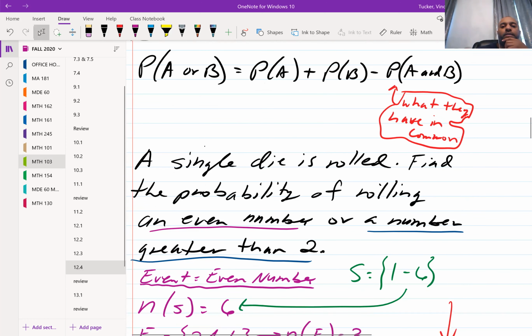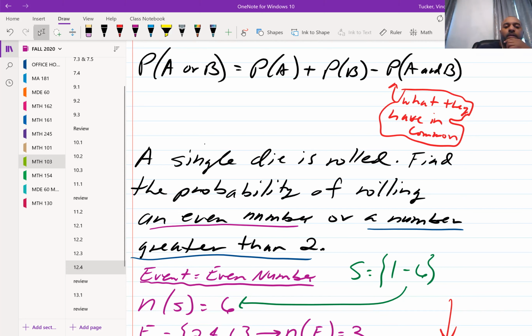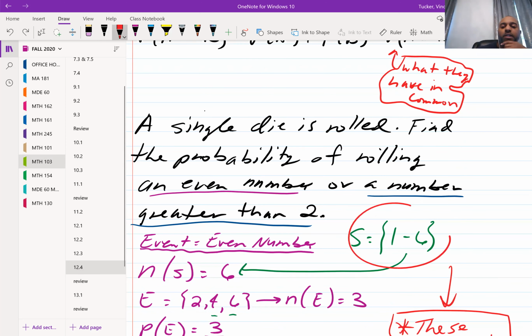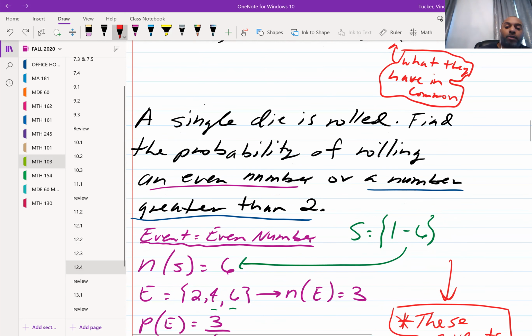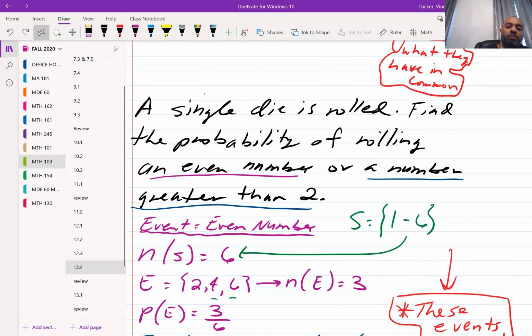So let's look at the first event, an even number. Don't forget our sample space is 1 through 6. That's why I have the number of my sample space as 6, because we have 6 possible outcomes when you talk about rolling a die. Now, if you're talking about an even number, that's going to be 2, 4, and 6. So 3 numbers are even. So that's why we have the probability of 3 over 6.